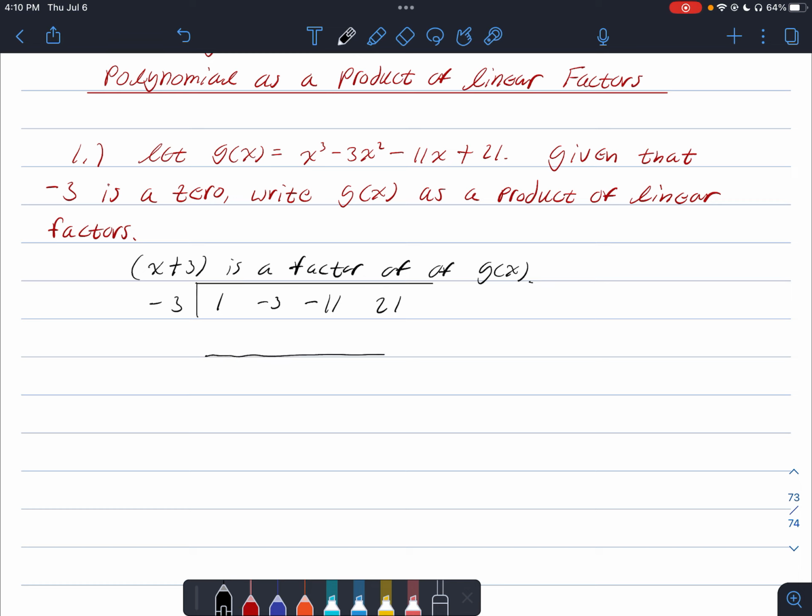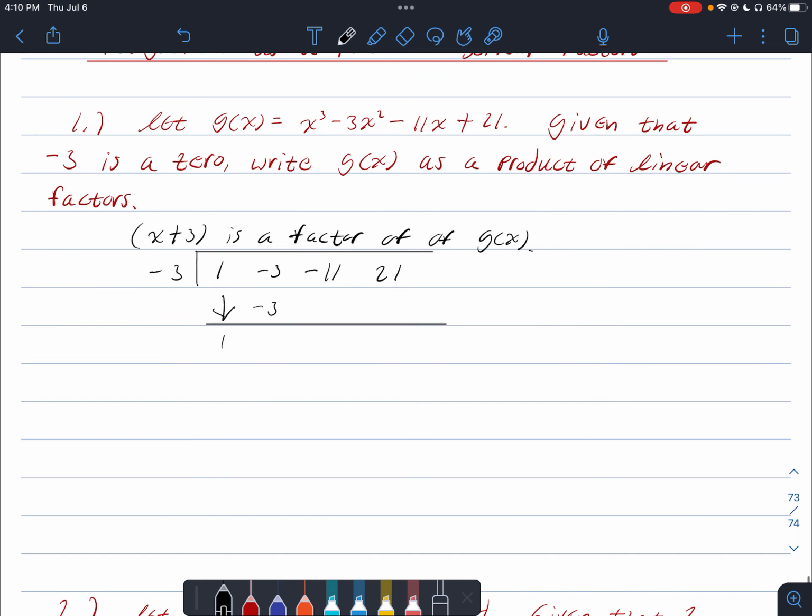All right. We're going to go ahead and bring down the 1. So we'll have negative 3 times 1, which will give us negative 3. Negative 3 plus negative 3 is negative 6. Negative 6 times negative 3 is positive 18. Negative 11 plus 18 will be 7. And 7 times negative 3 is negative 21. Add that to the 21 and it gives us 0. So good, that checks out that negative 3 is a zero of our polynomial.